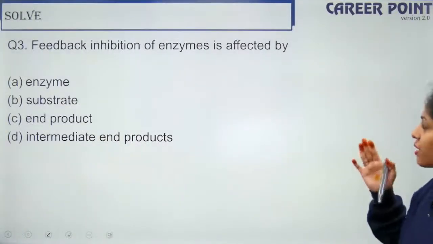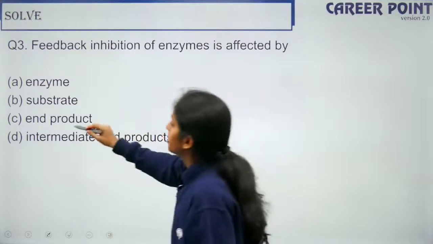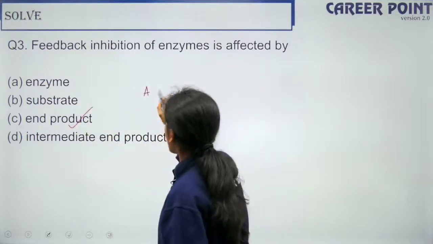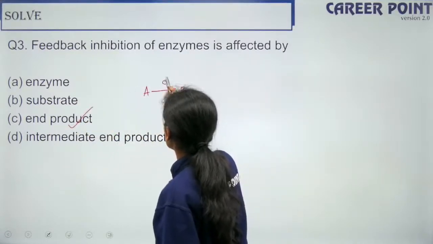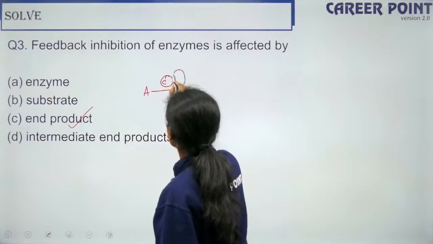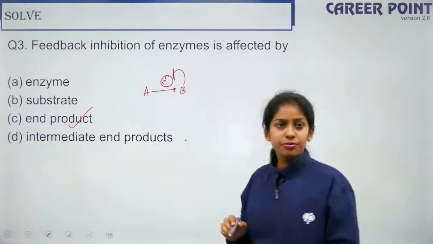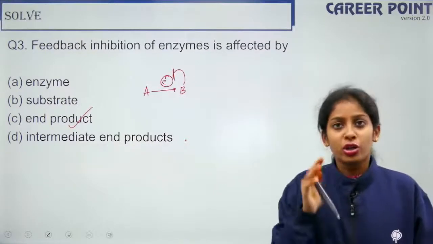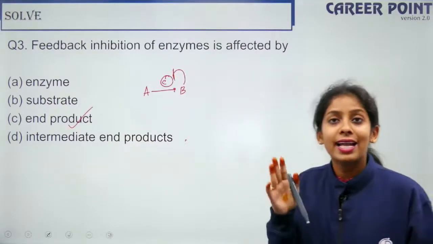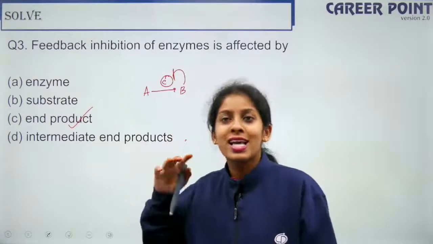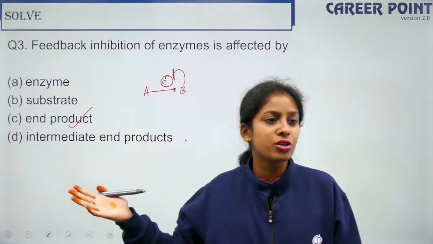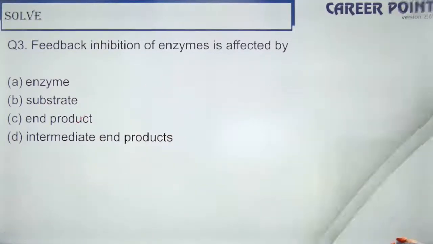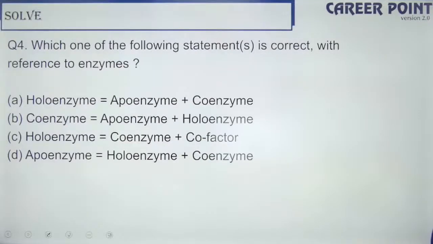So feedback inhibition of an enzyme is affected by the end product. So when A gives me B in the presence of the enzyme C, B itself will inhibit C. Right? So the inhibition is happening by the end product. For example, glucose to glucose 6-phosphate catalyzed by hexokinase. This hexokinase is inhibited by glucose 6-phosphate itself. Right? So question 4, which of the following statements is correct with reference to enzyme?